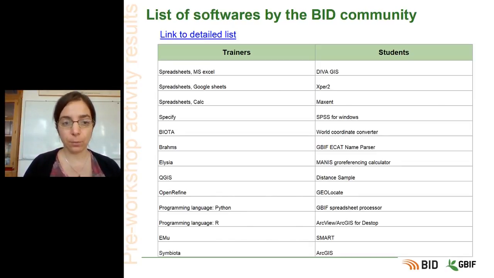So you can see that you have a few software that are not all for digitization, but that can be used for correcting your data, for improving your data before, during, and after digitization. So you can have a look at this list and go to the detailed list that is linked at the top of the slide for more detail.